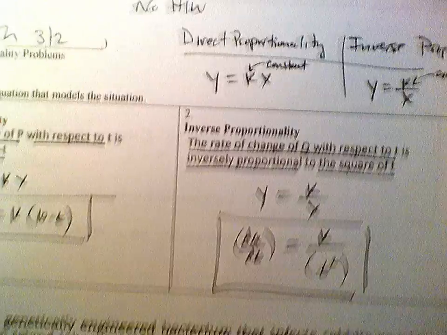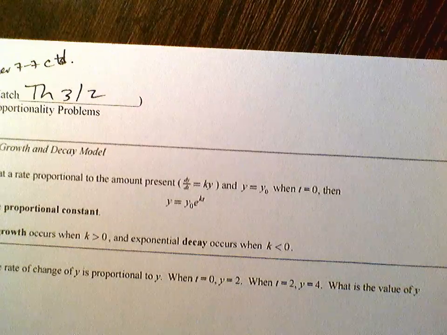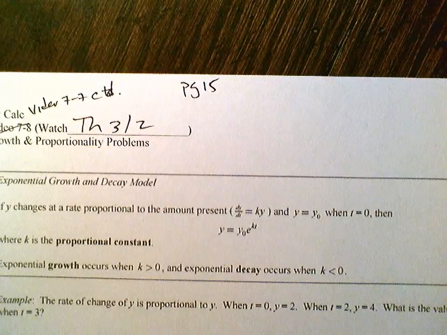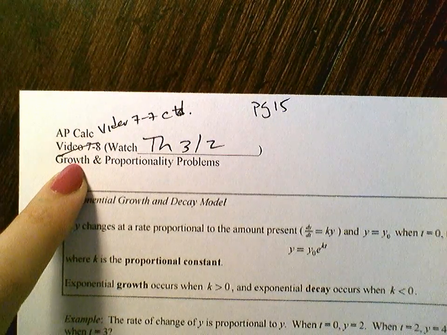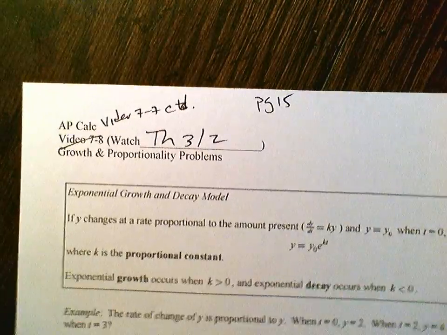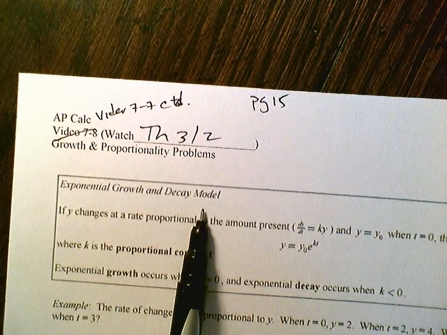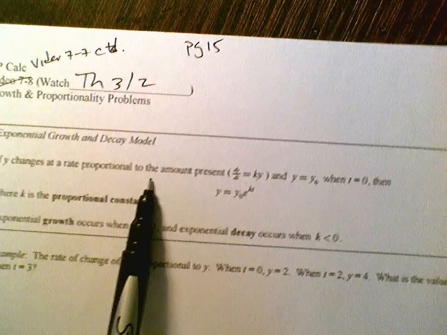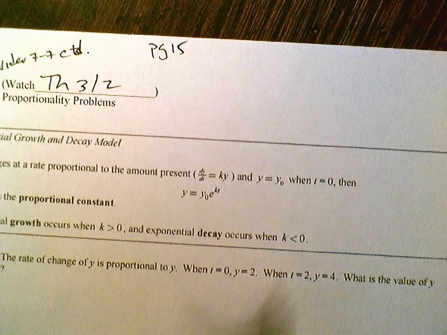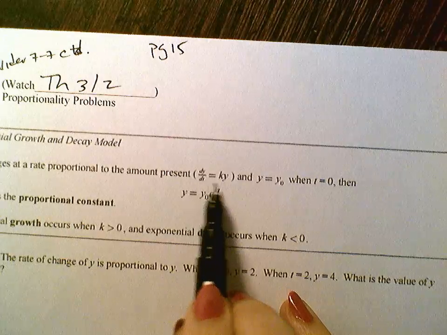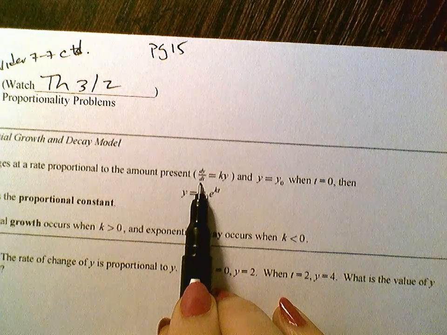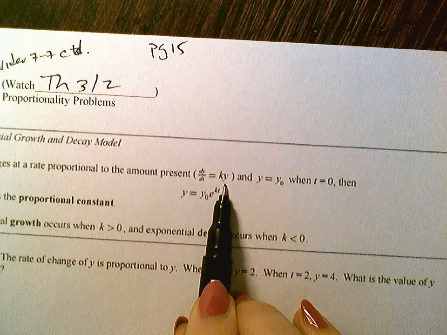Okay, now we're going to move to page 15. Okay, so this is page 15. So video 7-7 is going to include this page. So exponential growth and decay model. If y changes at a rate proportional to the amount present, okay, meaning dy dt is directly proportional to y. Okay, so the rate of change of y with respect to t is directly proportional to y.